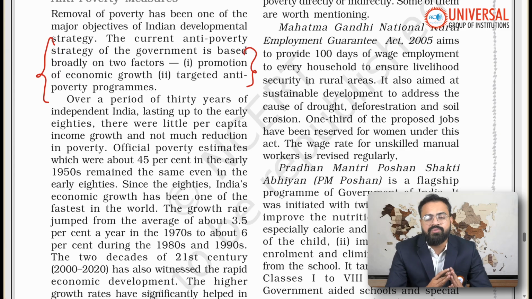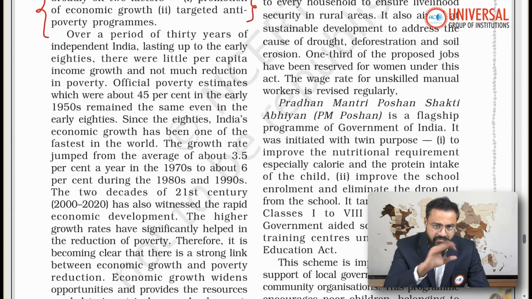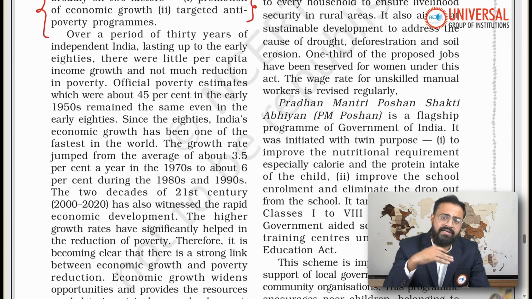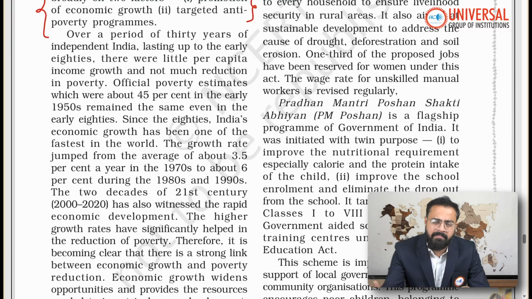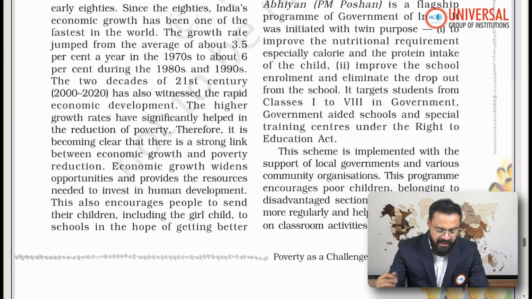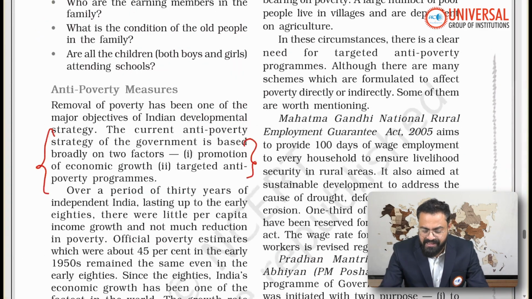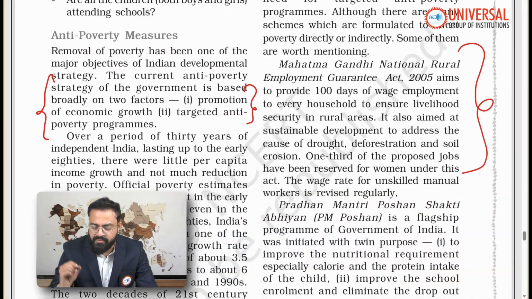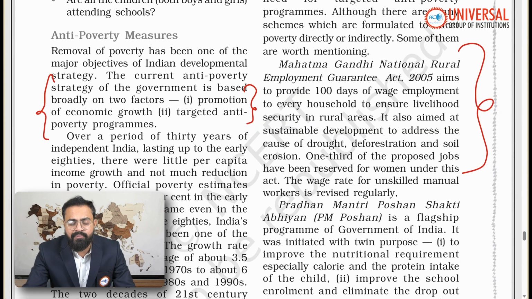Then the second one is focusing on anti-poverty schemes. What do I mean by targeted anti-poverty schemes? We understood that poverty is a multidimensional problem. Poverty exhibits multiple different phases. So let us target those phases of poverty itself. One of the schemes the government has come up with is the Mahatma Gandhi National Rural Employment Guarantee Scheme.